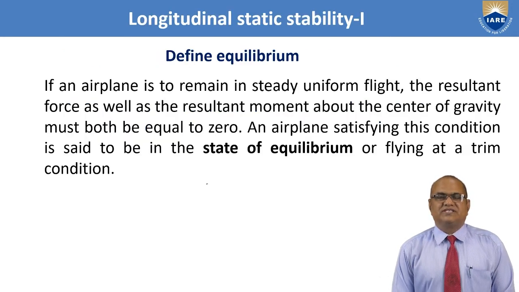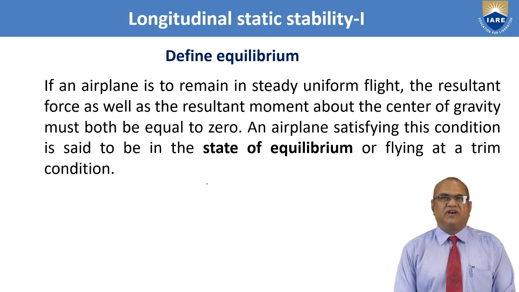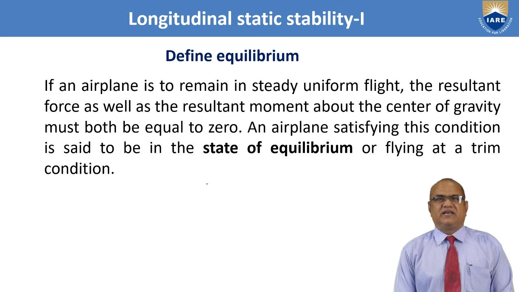So here, longitudinal static stability, part 1. The first topic is: what is equilibrium? Define equilibrium. If an airplane is to remain in steady uniform flight, the resultant force as well as the resultant moment about the center of gravity must both be equal to 0. An airplane satisfying this condition is said to be in a state of equilibrium or flying at a trim condition.